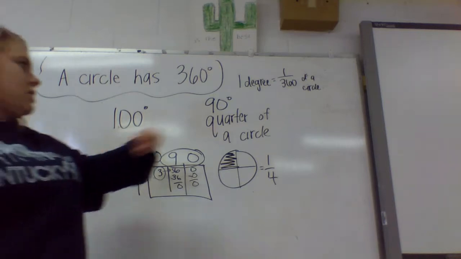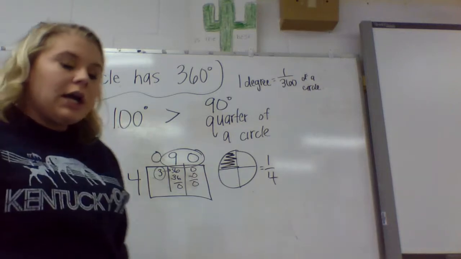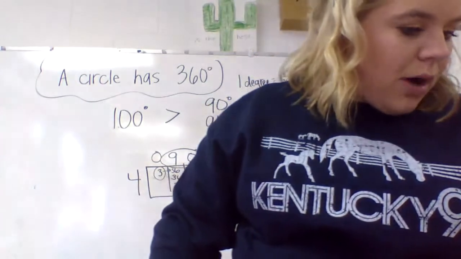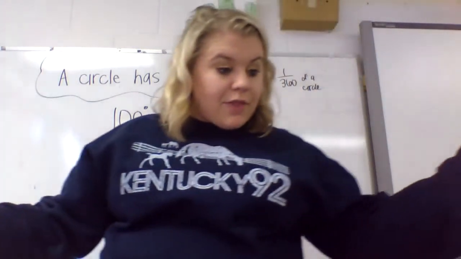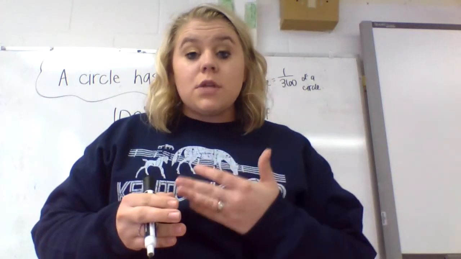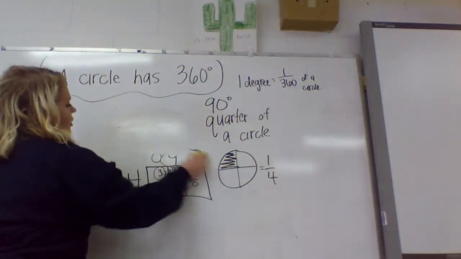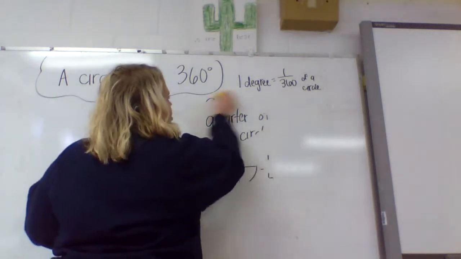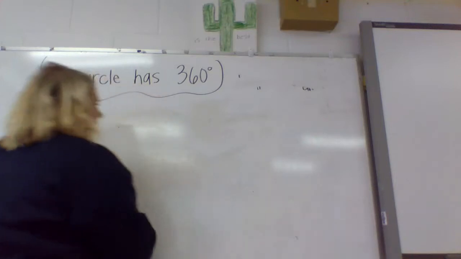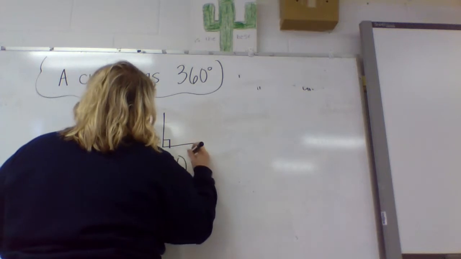So what's bigger, 100 degrees or 90 degrees? Well, 100 degrees is greater than a quarter of a circle. The next problems, 7 through 10, they give you a degree measure and they want to know, is it acute, obtuse, or right? Well, we know that a right angle, there's just one measure that could ever be considered a right angle. A right angle, that perfect corner, is 90 degrees.